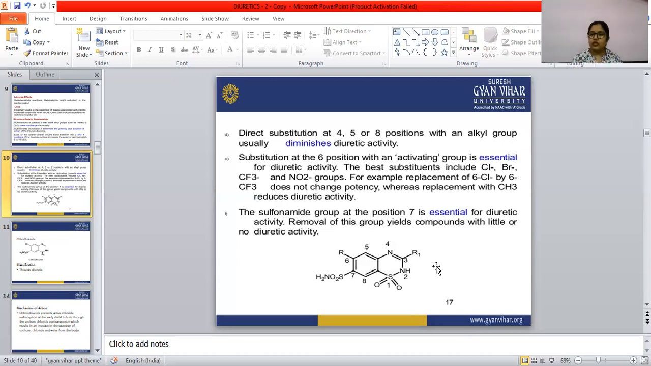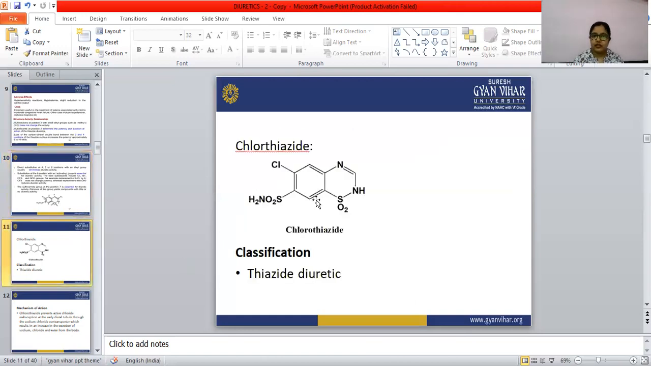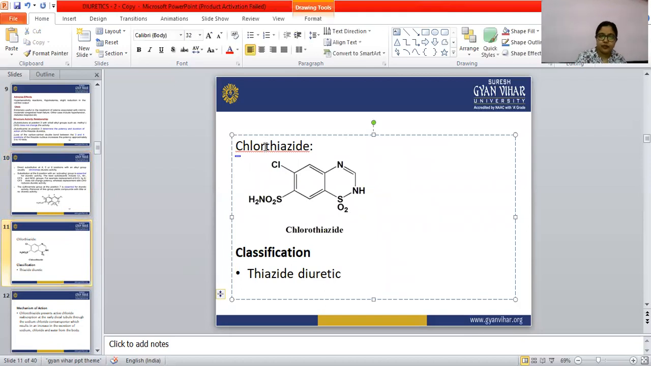And loss of the double bond between the 3rd and the 4th position increases the activity of the drug up to 10 folds more. So these are the SAR of the thiazide drug. The first example of the thiazide drug is chlorothiazide.